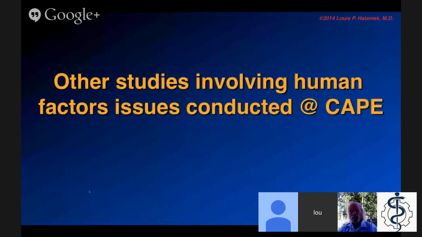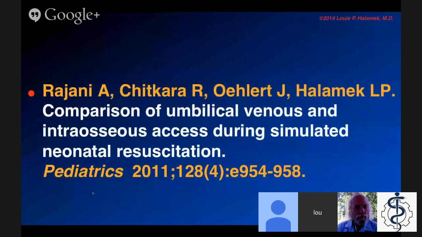So I just wanted to briefly mention a few other studies. I won't go into any detail on these, but just show you the titles of the manuscripts that have resulted from some of the work that we've done at CAPE as we try to begin exploring some of these very interesting issues.